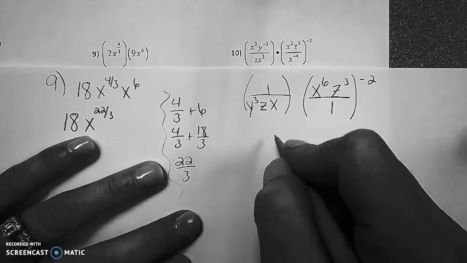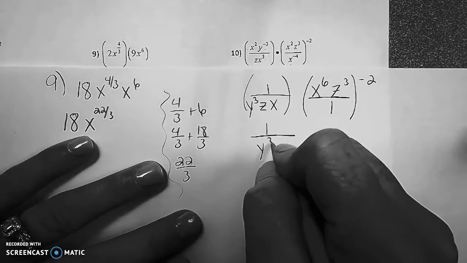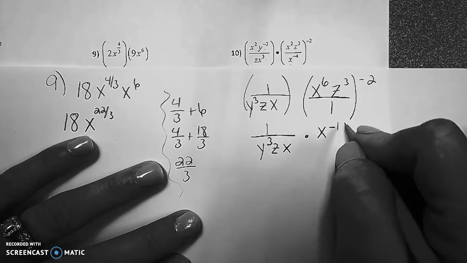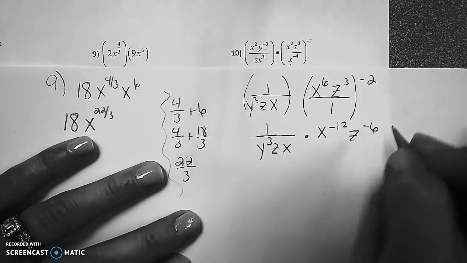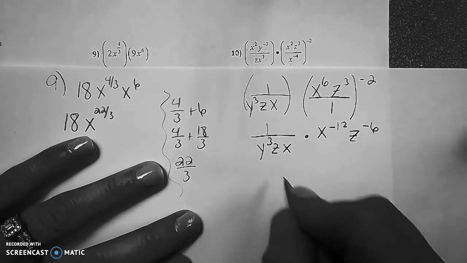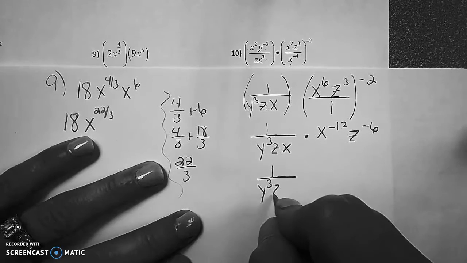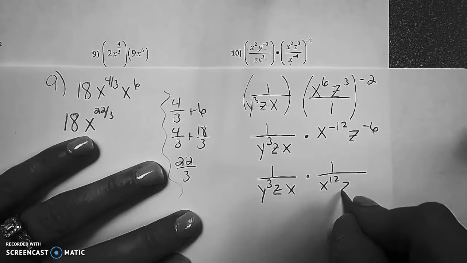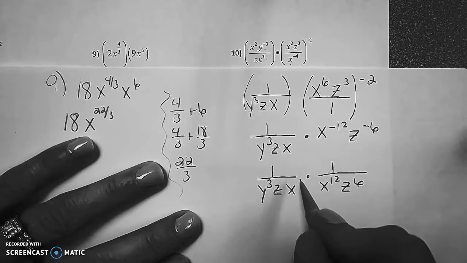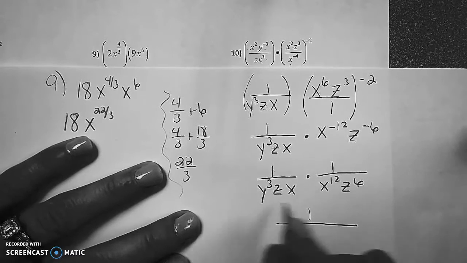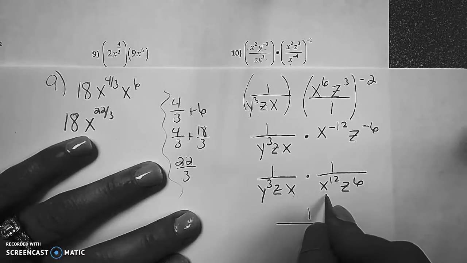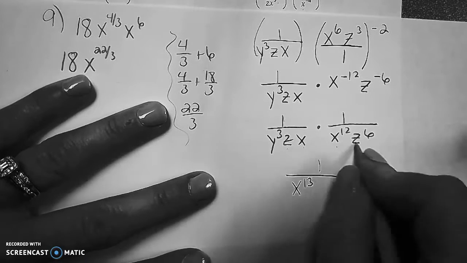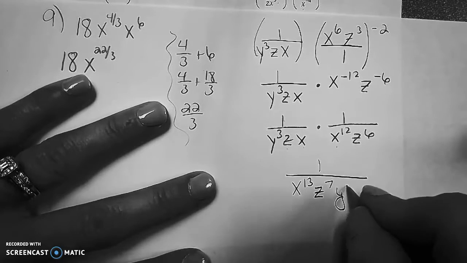Now I'm going to take care of this -2 exponent, so I'll have 1 over y cubed z times x times x to the -12th z to the -6, which I know means that both of those go to the denominator. So I'll have 1 over x to the 12th z to the 6th. And now how do you multiply fractions? You multiply the numerators together and the denominators together. So how many x's will I have in that denominator? I'll have 13. I'll have 7 z's, and then I'll have a y cubed.